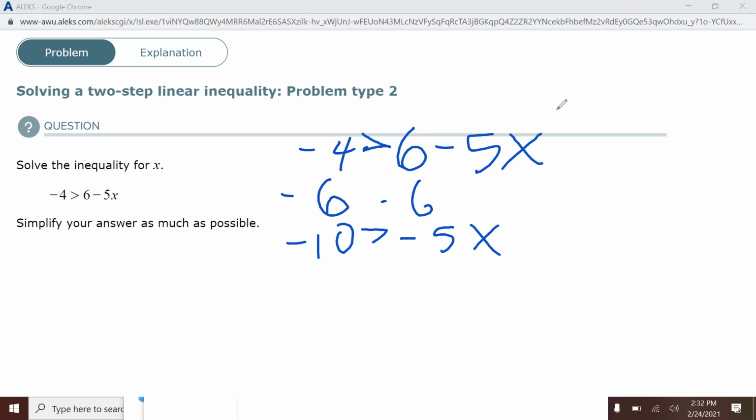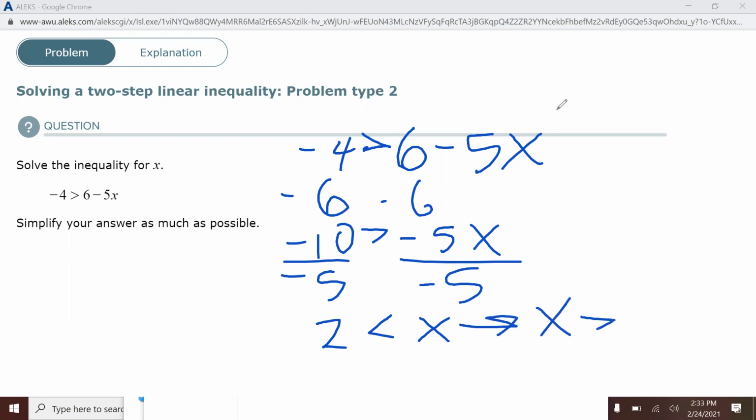However, if I divide by -5, now the inequality symbol will change direction. And so our solution is all numbers greater than 2. This can be rewritten like that so that the arrow is still pointing at the 2.